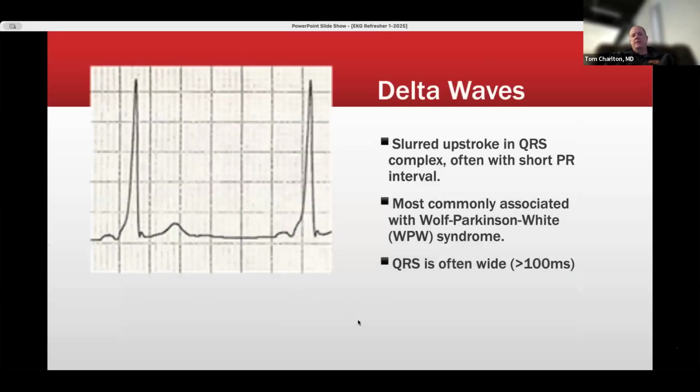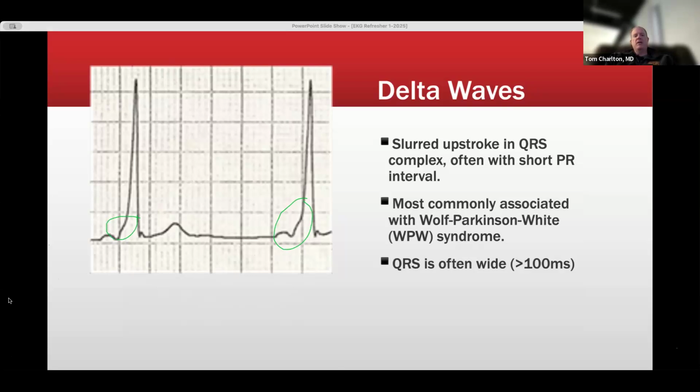All right, delta waves. A lot of people have heard about Wolff-Parkinson-White syndrome. It doesn't really matter much for us, but basically the person has an extra electrical conduction pathway in the heart, so it doesn't conduct electricity the normal way. As a result, you get this slurring right here. You see that slurring of the initial uptick? That's that delta wave. And really for us, again, it doesn't matter all that much.